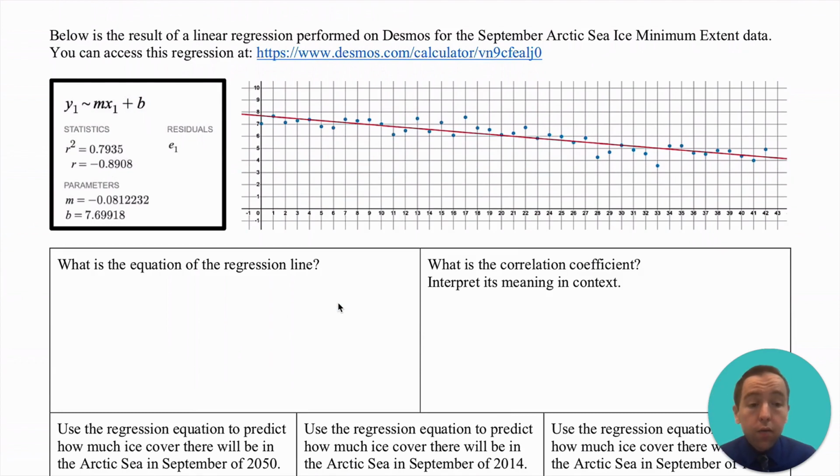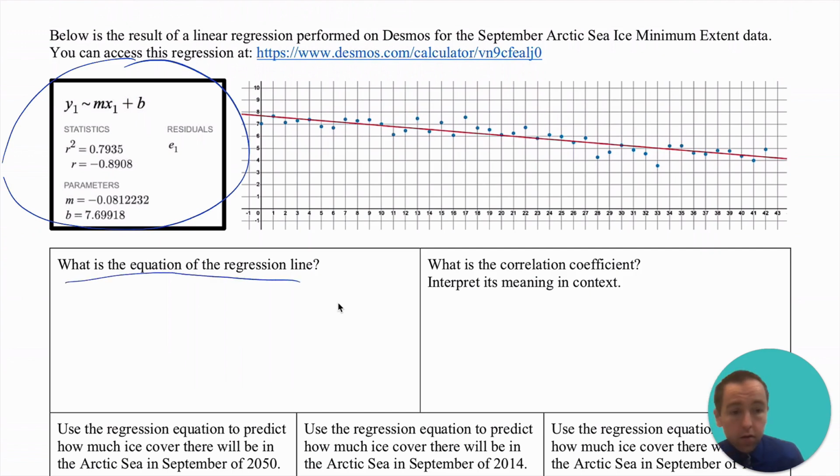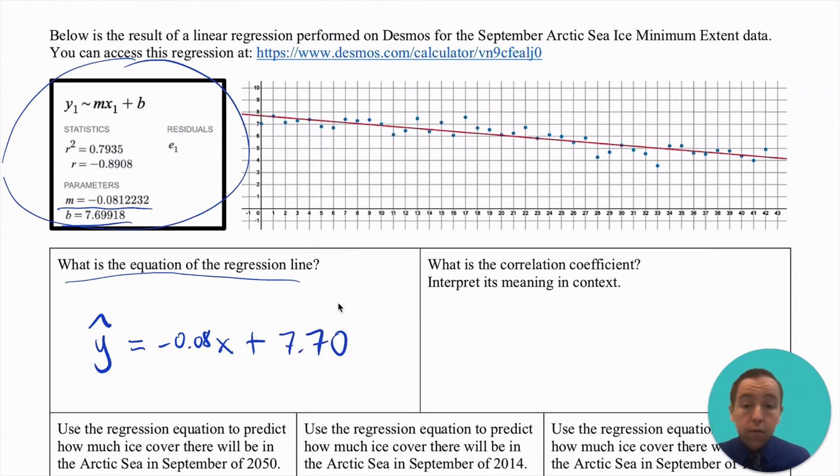You can see in the graph the scatter plot of the data as well as the line that we consider to be the best fit, at least by the least squares regression method. In this box up here is the output that Desmos gave me for this regression. The equation of the regression line is the y = mx + b, but for the regression equation we want y hat = mx + b. Desmos gives the m and the b values. I'm going to round them because I don't have a lot of room here, so we'll say about negative 0.08 for the slope, plus about 7.70, for the equation of the regression line.